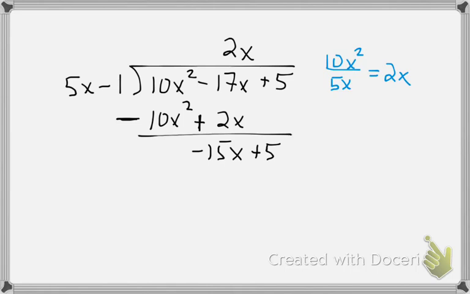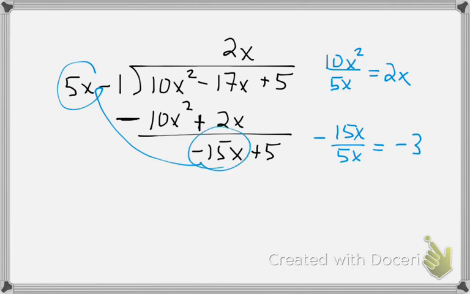Do you see how that worked the same way it did for numbers? Because what we're going to do now is lather, rinse, repeat. Again, don't look at the whole thing, just look at the first part. How many times will 5x go into negative 15x? If I take negative 15x divided by 5x, the answer is negative 3. If you have to show the work on the side, no problem, as long as we get there. So how many times does 5x go into negative 15x?